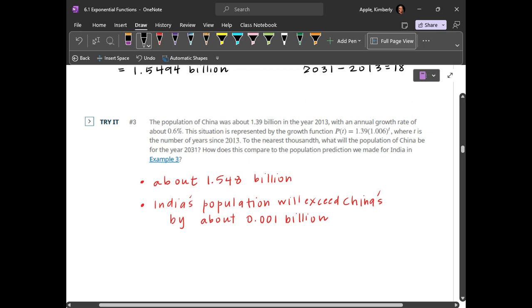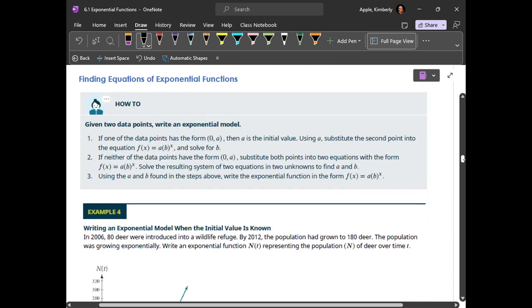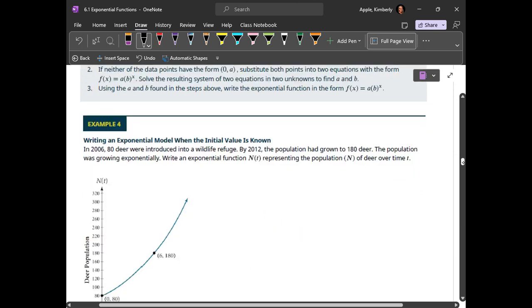All right, so moving on to the next section. Instead of evaluating functions, now we're going to find an equation for an exponential function. This how-to box is here so that when you're going back through the notes, you have a very, very clear set of steps to follow to do any problem in this section.